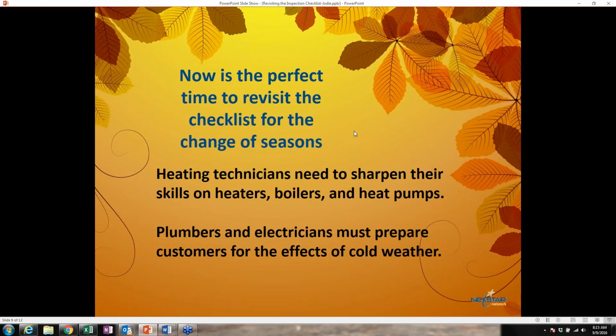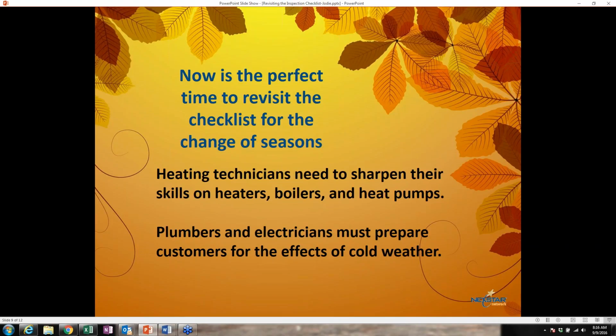Now is absolutely the perfect time to revisit the checklist for the change of seasons. Even though we might still have some warm weather, we might even still be running some air conditioning calls in parts of the country, really our mind needs to be in fall and winter, because that's where we're going. So this is the perfect time to integrate the checklist into your training process. If you haven't already done fall training on your checklist, this is the time to do it. Dust off the checklist, pull it out, make sure your technicians are 100% comfortable going through this.